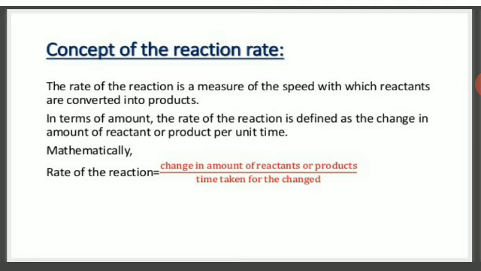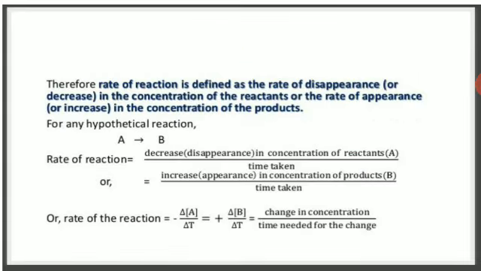The rate of the reaction is denoted by small r, and change in the amount of reactant or product is the molar concentration of the reactant or product upon the change in time, that is delta T. So here the rate of the reaction is defined as the rate of disappearance in the concentration of the reactant or the rate of appearance in the concentration of the product. If A is converting into B, this means in due course of time the concentration of A is going to decrease, whereas the concentration of B is going to increase.